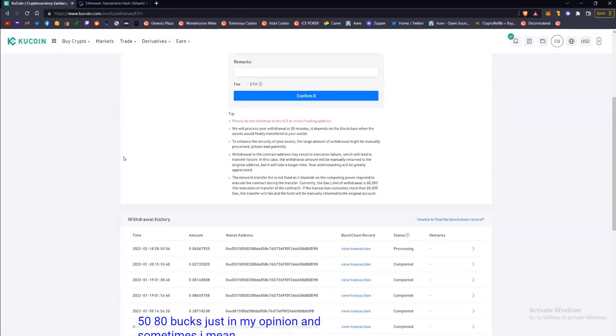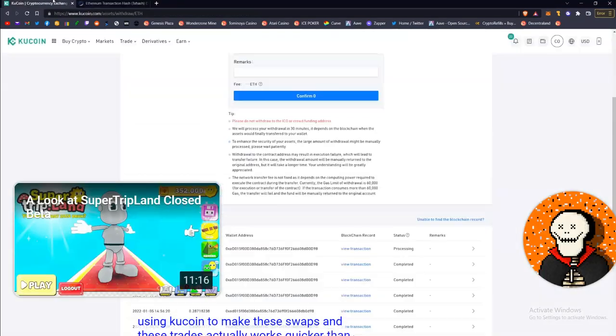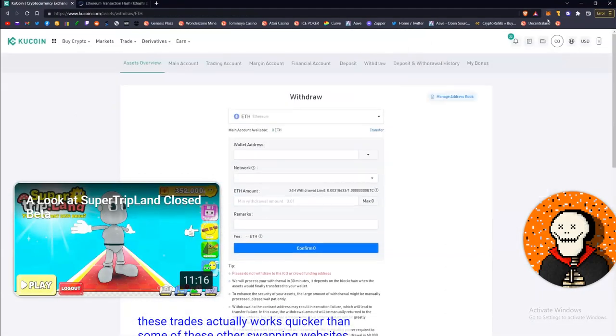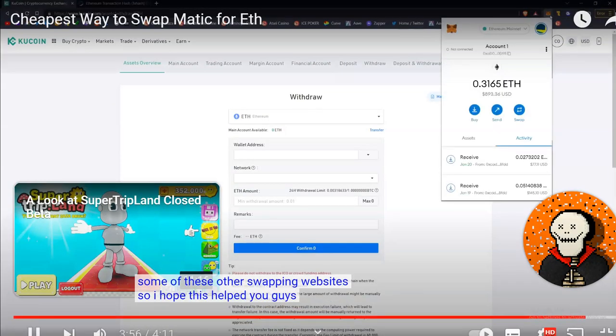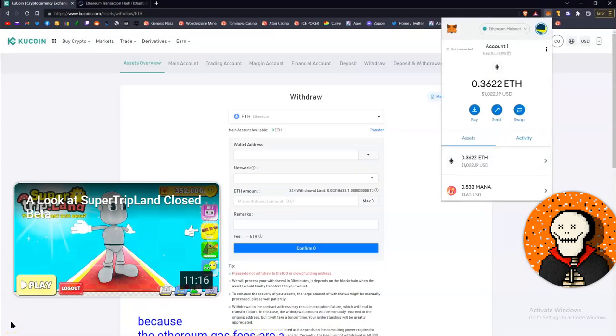And sometimes, for me, it seems like using Kucoin to make these swaps and trades actually works quicker than some of these other swapping websites. So I hope this helped you guys out, saved you some money and some time, because the Ethereum gas fees are a big problem for small-time investors like myself.